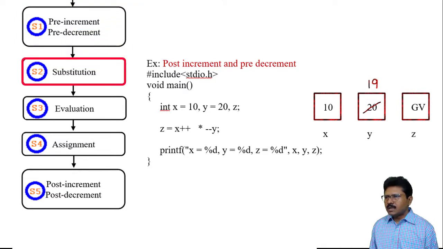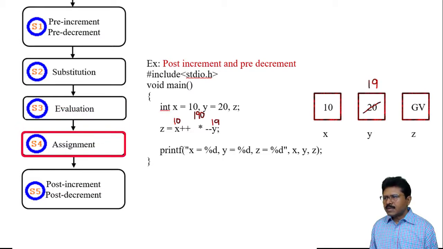Next it will come to the substitution step. The value of x, 10, will be substituted here. The value of y, that is 19, will be substituted here. Next, evaluation. This 10 will be multiplied by 19 and the ultimate result is 190. This is the evaluation step.